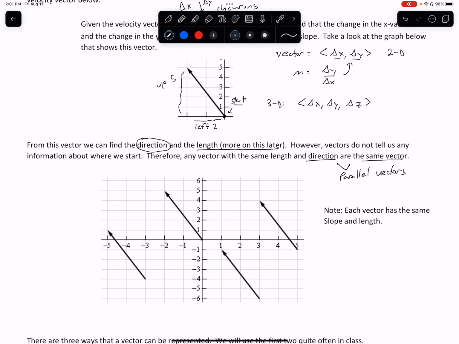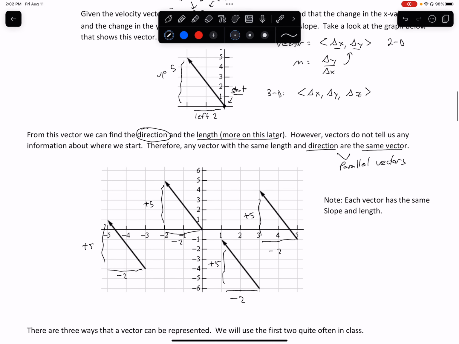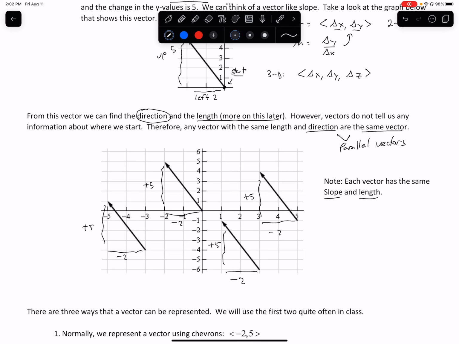Note, each of these vectors is going left 2, up 5. Every single one of them. Left 2, up 5. All of these vectors have the exact same slope as well as the exact same length. Of course, to get the length, you've probably figured out it's just the Pythagorean theorem. But they're not starting in the same spot. Even though they're not starting in the same spot, we say that all of these vectors are the same. We just don't have a starting spot yet.